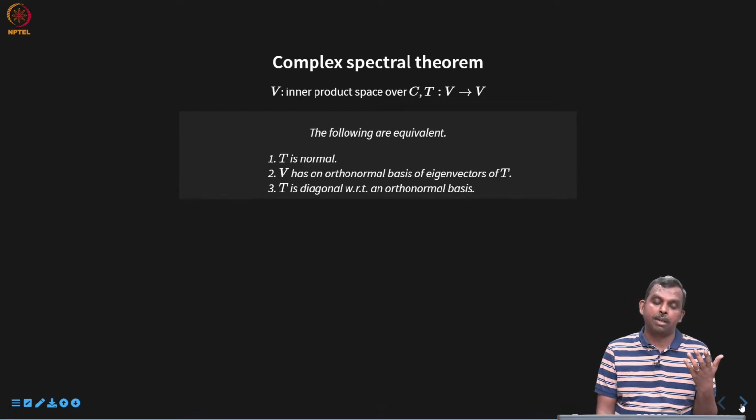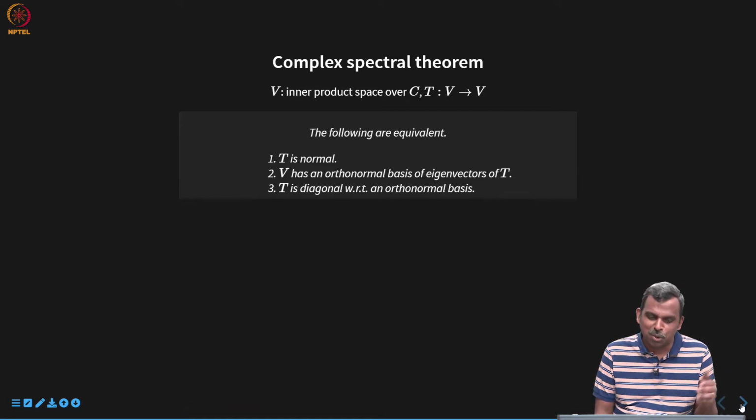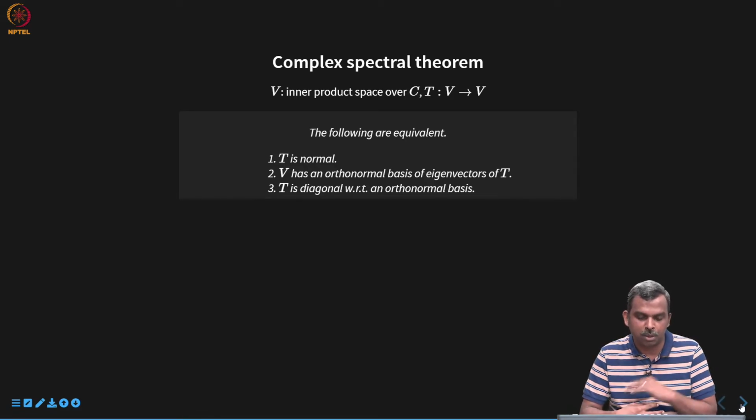What does equivalent mean? They all imply each other. Any one is true, the other two are true. So, that is how it works. Remember, it is not that one implies the other alone. The other also implies everything is true. 1 implies 2, 2 implies 1, 1 implies 3, 3 implies 1, 3 implies 2, 1, 2 implies 3, everything is implied by any one statement. That is what it means.